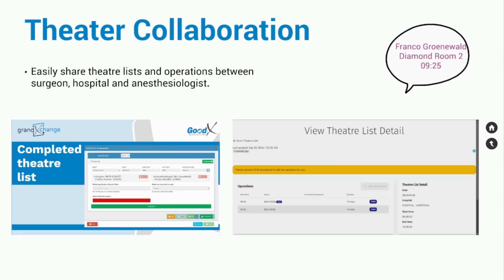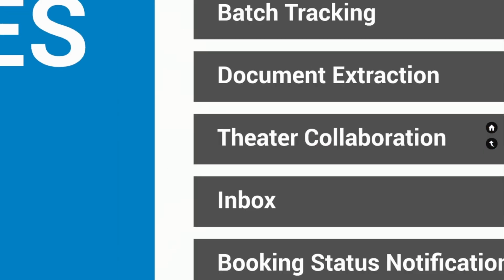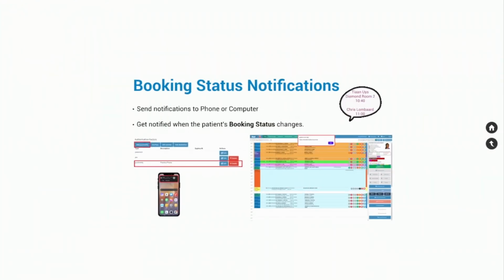Okay, it was just in the wrong order. Here's the theater collaboration that Kobus talked to you about. This is what it will look like on Grand Exchange with some of the operations listed. That's the default theater screen as you know in GoodX. Again, if you have any questions, come to the dev room.